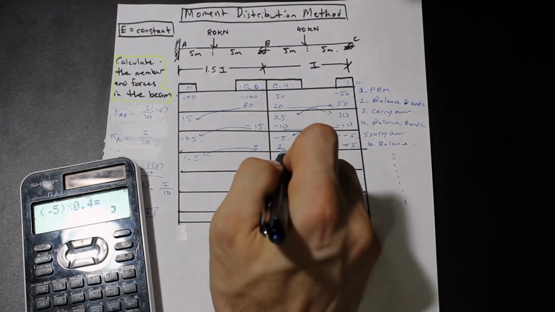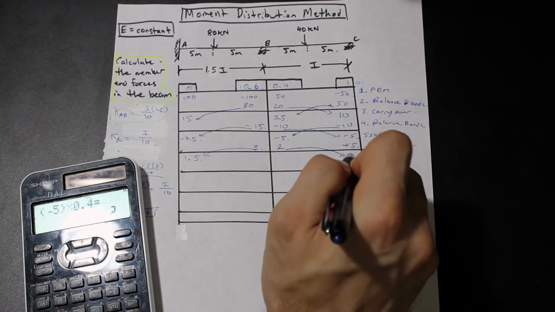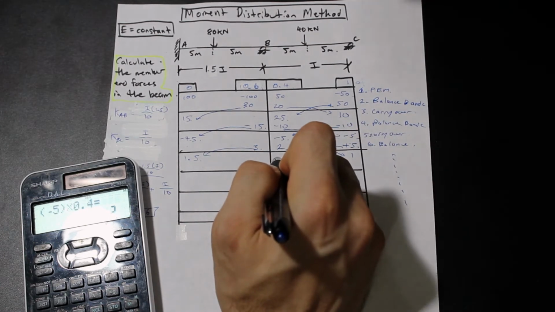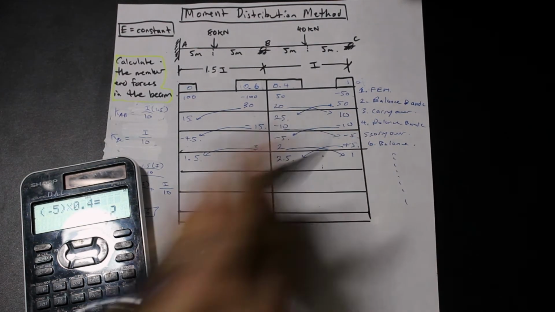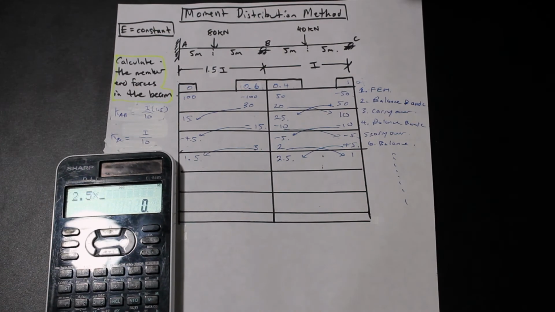Okay, positive. We're carrying over half of 2 to C. That's going to be 1. We're carrying over half of 5, which is 2.5. Okay? And let's just continue. So 2.5, let's keep balancing.